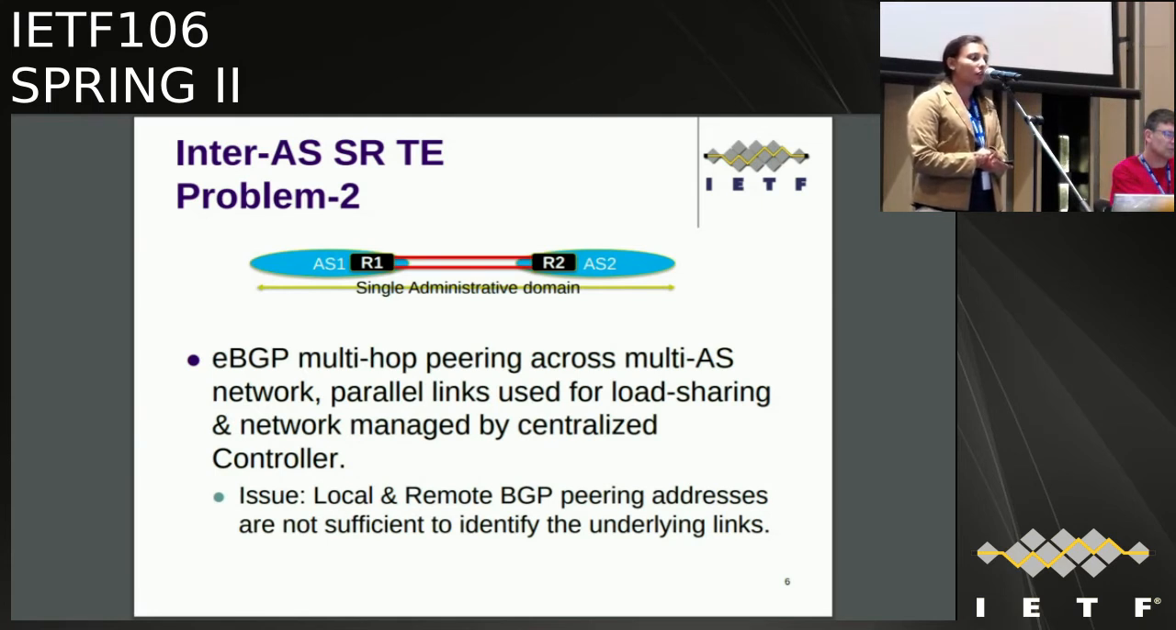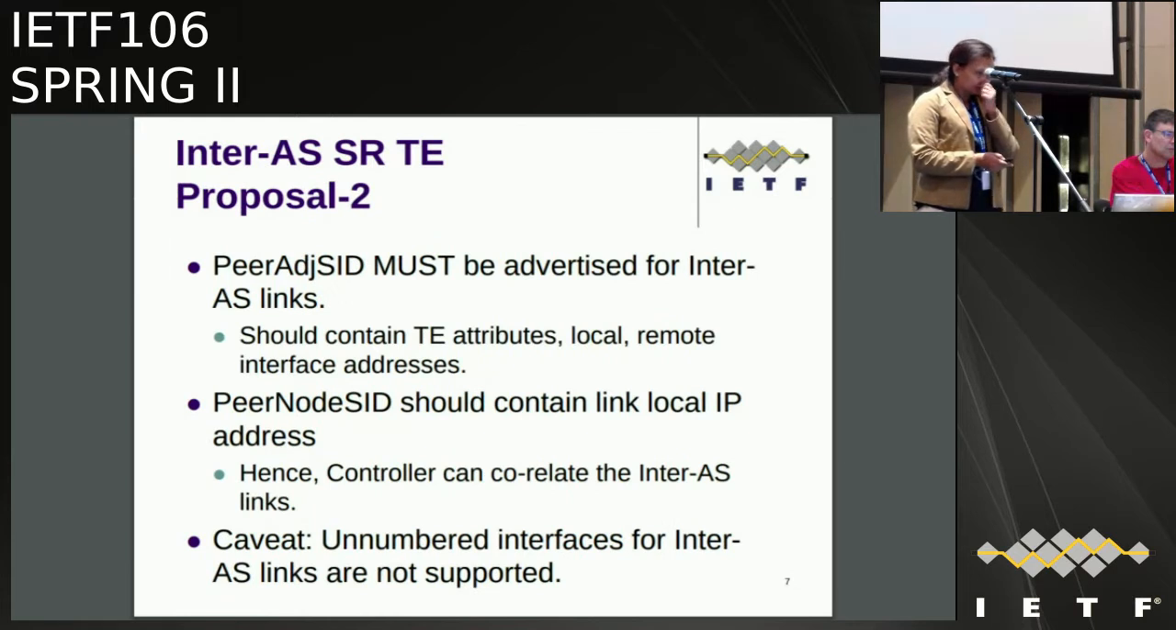So a controller that is doing traffic engineering and bandwidth management can't really know what the links are and what the associated bandwidth is with respect to those links. So the proposal is, when you advertise a peer node SID and want to do traffic engineering and bandwidth management over these, a peer adjacency SID is a must for each of those links.